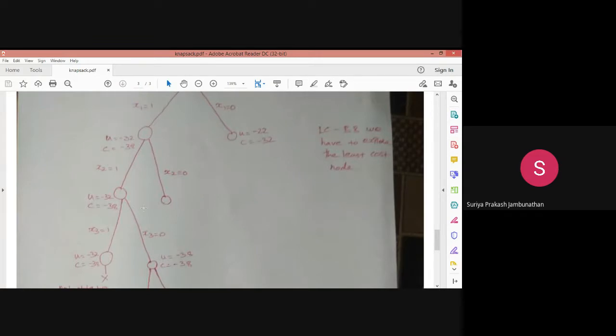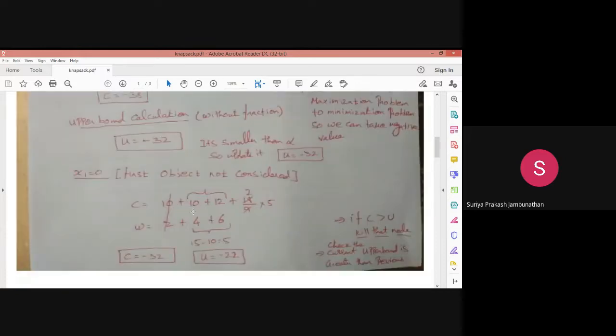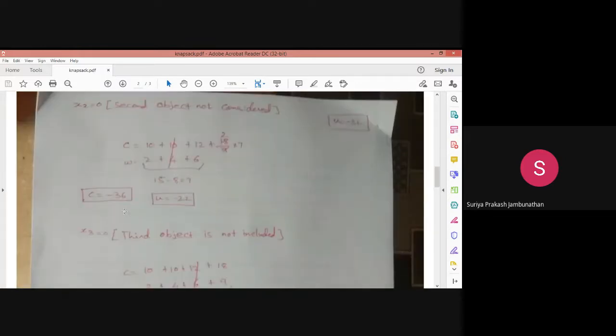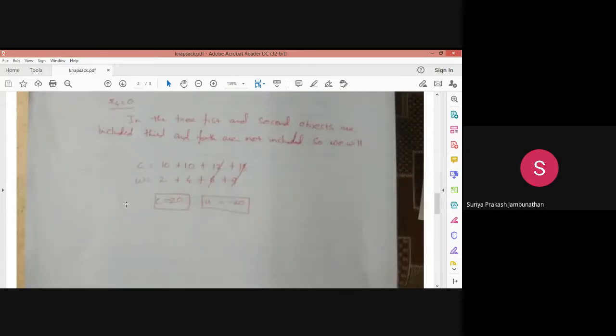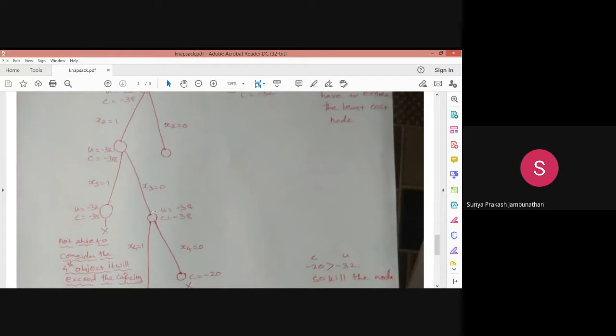So in this case, we have to compare the cost again. Here it is minus 38. What is the cost here? That is minus 32. So what is the cost when you are not considering x2? The cost is minus 36. So in this, minus 38 is the least one. Minus 38 here, minus 36 here. So the least one is minus 38, so we have to expand the tree here.